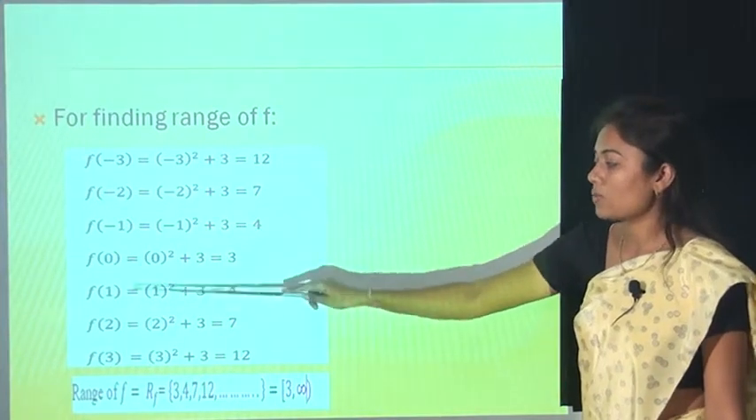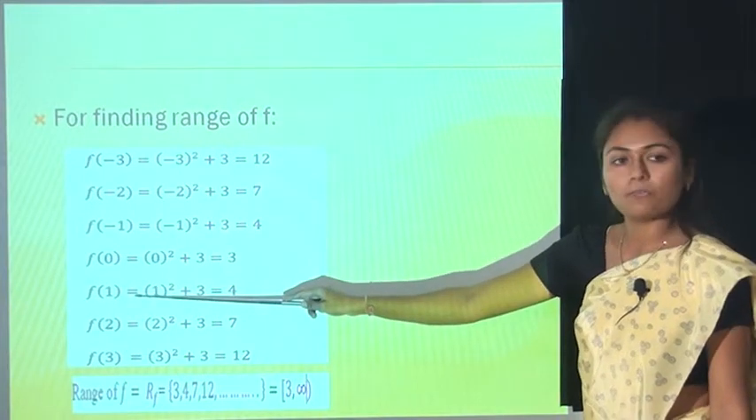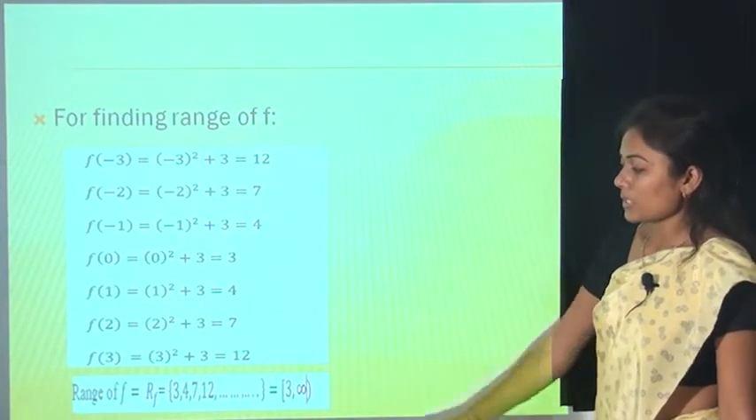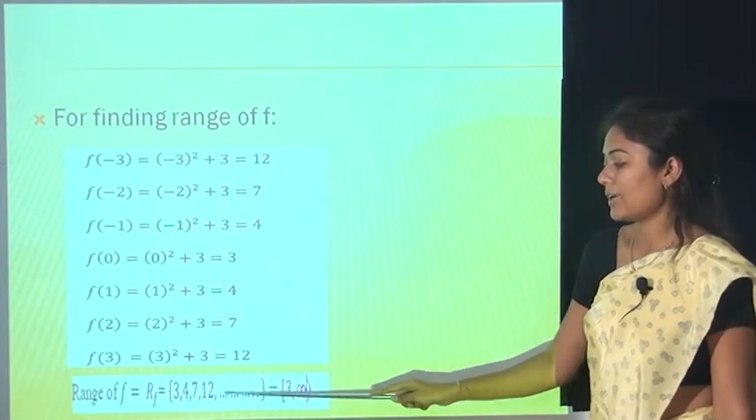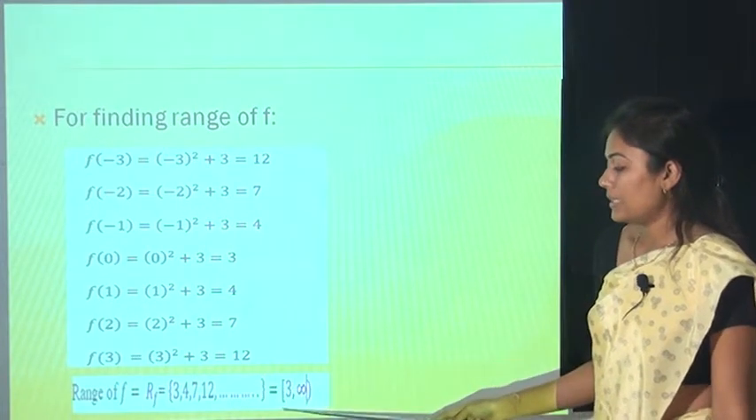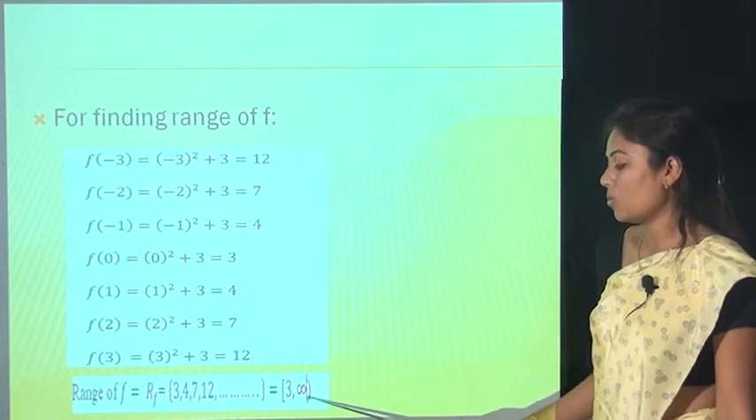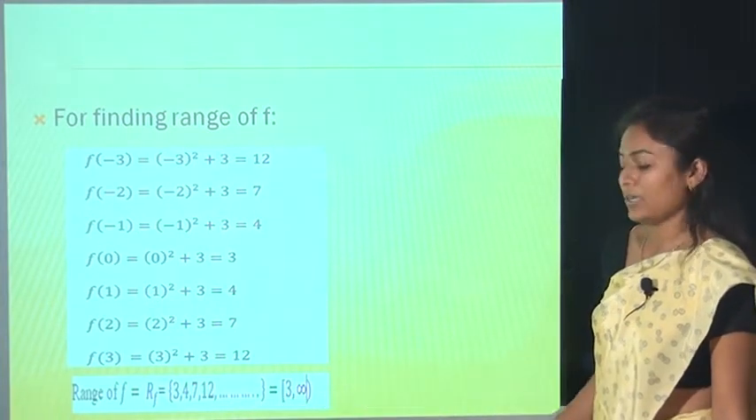Here you can see that the values of f of -3 and f of 3 are equal. Similarly f of -2 and f of 2 are equal, and f of -1 and f of 1 are equal. Therefore the range of f is 3, 4, 7, 12 and so on. You can write it as the closed interval from 3 to infinity, because the set continues infinitely.